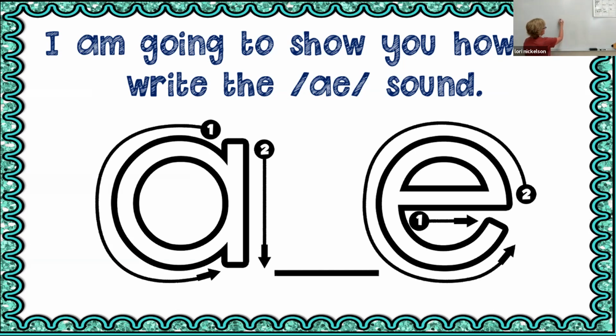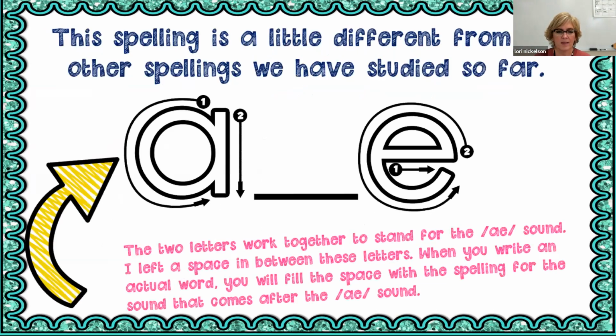To make the A sound, good. Great job. This spelling is a little different from other spellings we've studied so far. Notice there's an A, then a blank, then an E. The two letters work together to stand for the A sound. I left a space in between these letters. When you write an actual word, you will fill in that space with a spelling for the sound that comes after the A sound.